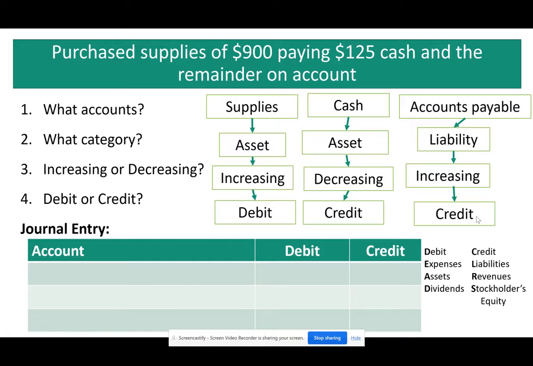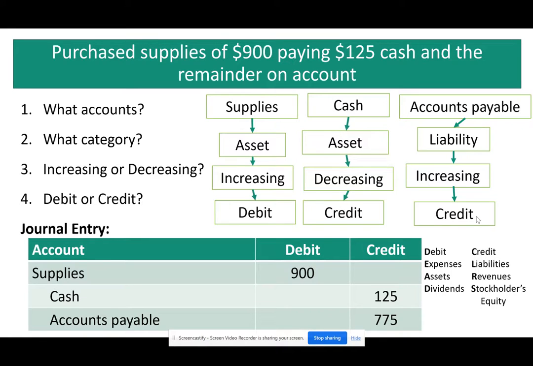So in this case, our journal entry has three lines. We're debiting supplies for the full cost of those supplies, the $900. We're crediting cash for the amount of cash we used, $125. And then the difference is what we still owe. That's going into our liability for $775. That's our accounts payable.